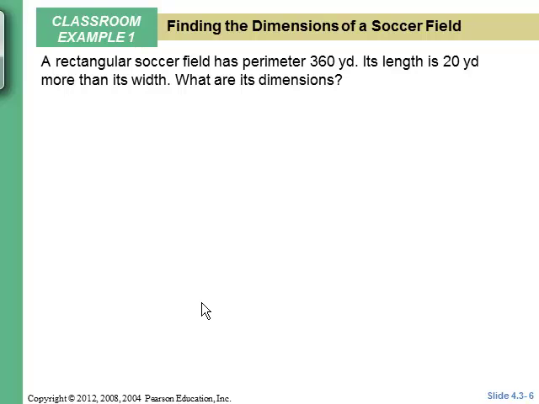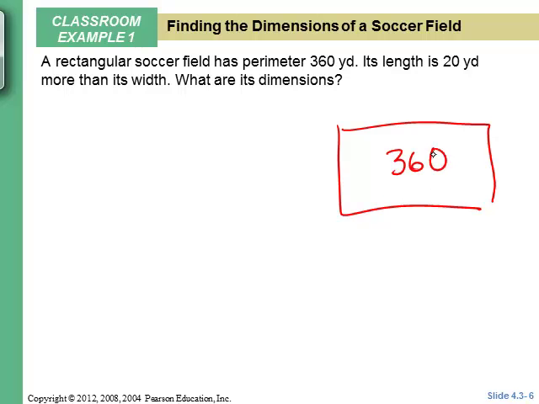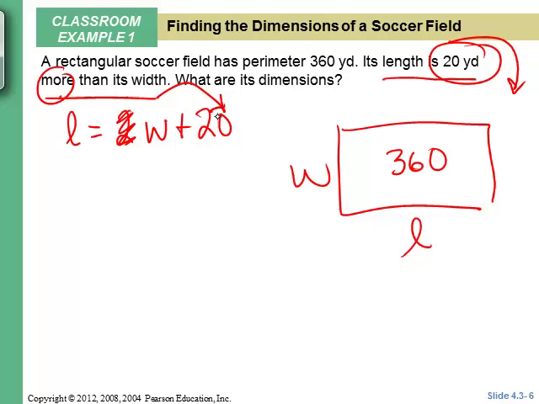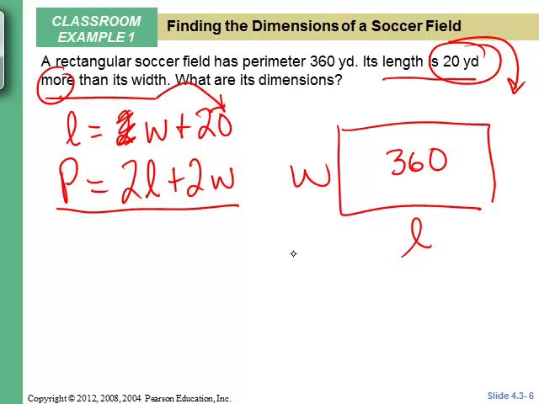Okay, two variables. A rectangular soccer field has a perimeter of 360 yards, length and width, and its length is 20 more than its width. Length is width plus 20. I almost made a mistake. Remember, if you have more than, that number is going to go at the end. Now, we're missing a formula here, and that is the perimeter is twice the length plus twice the width. If you don't have that formula memorized, you better write it down on your card to help you remember.